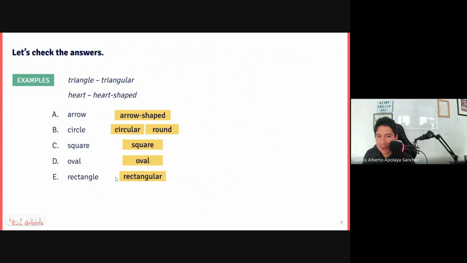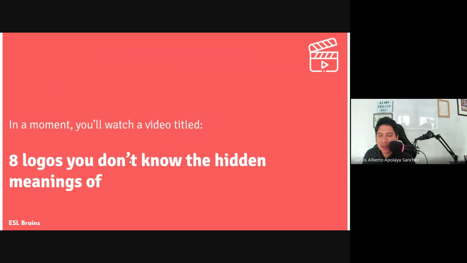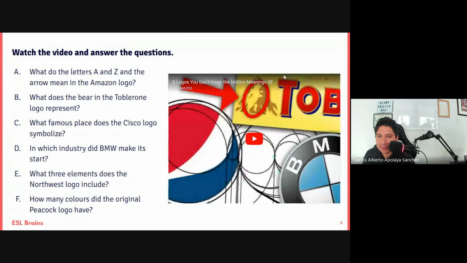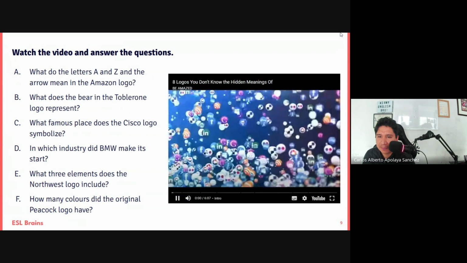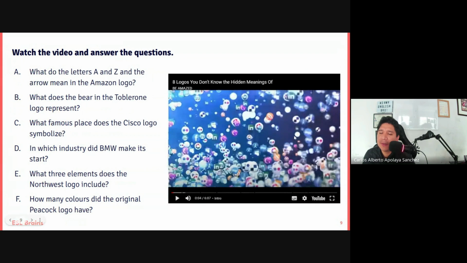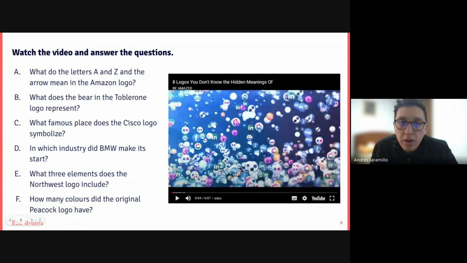Rectángulo, rectangular. In a moment, you will watch a video with 8 logos, and you don't know the hidden meanings of them. Okay, look at this. We're bombarded by logos and symbols every day, and for the most part. Can you repeat?